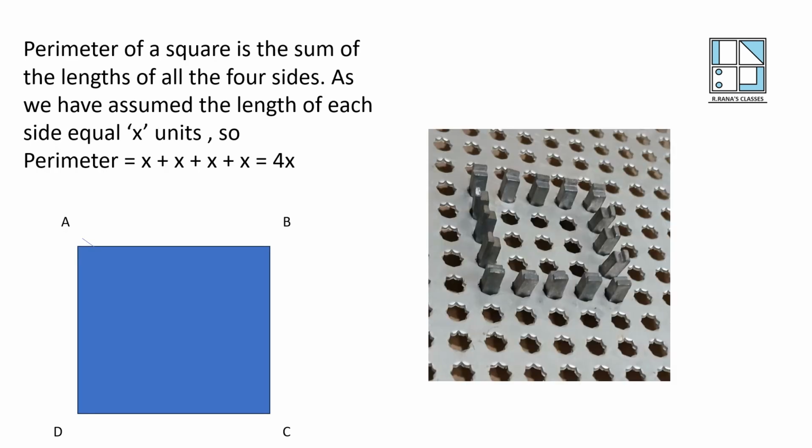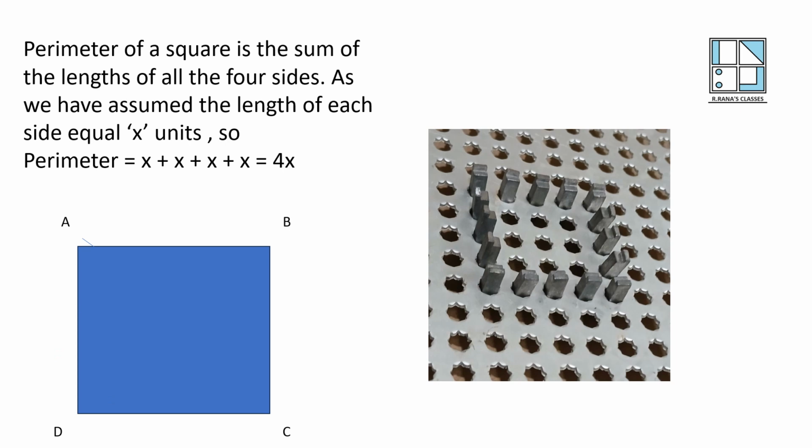Perimeter of a square, as is always in all figures, perimeter is the sum of the lengths of all the sides. So perimeter of a square is the sum of the lengths of all the 4 sides. As we have assumed the length of each side equal x units, so perimeter is x plus x plus x plus x. Adding it is 4x. That means it is AB plus BC plus CD plus DA.